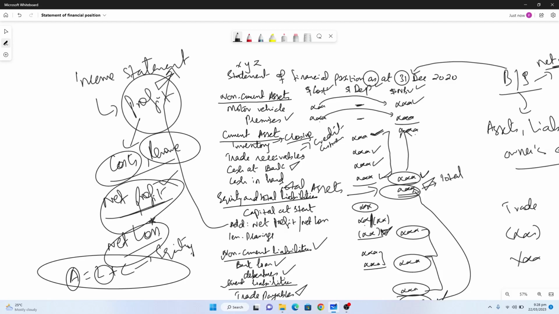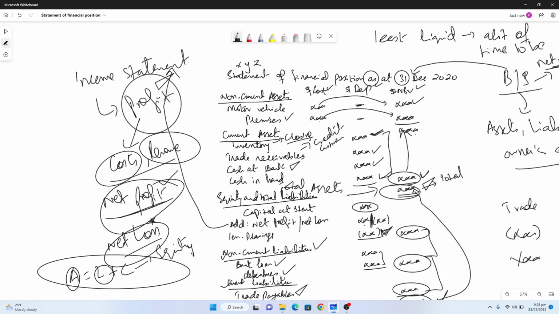Then we have current assets. Current assets means there are certain things which you have to write down in the same sequence. We do not need to disturb the sequence. The reason is that the least liquid thing is at the top. What do I mean by the least liquid thing? Least liquid thing means that it takes a lot of time to be converted into cash.